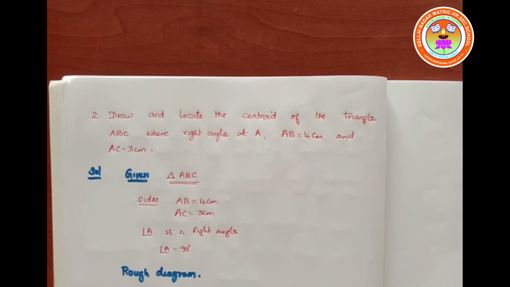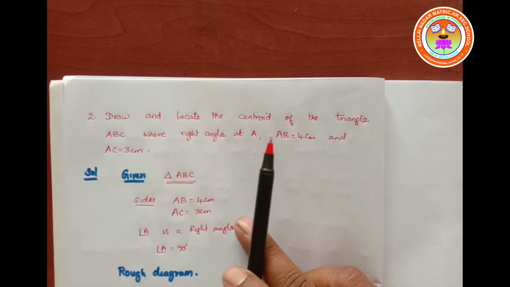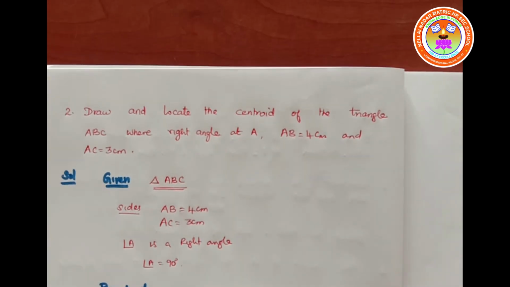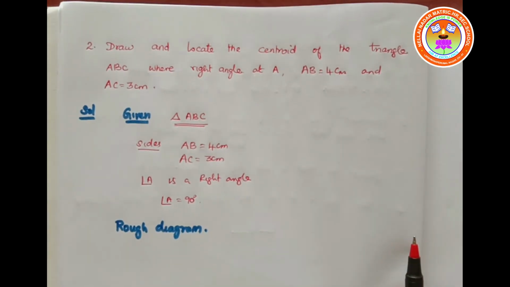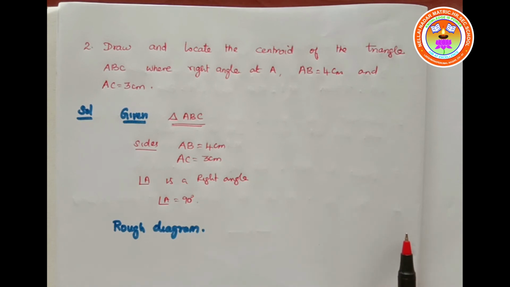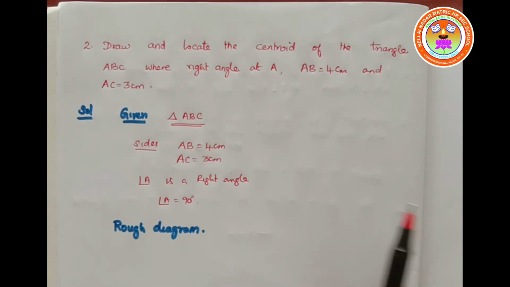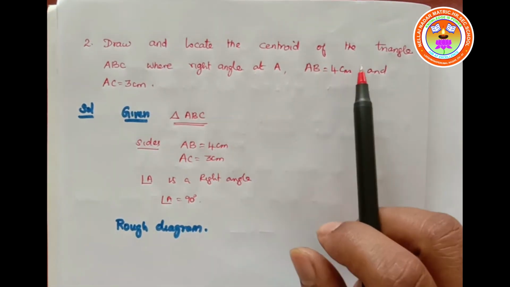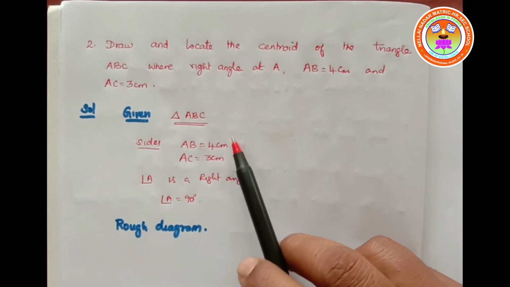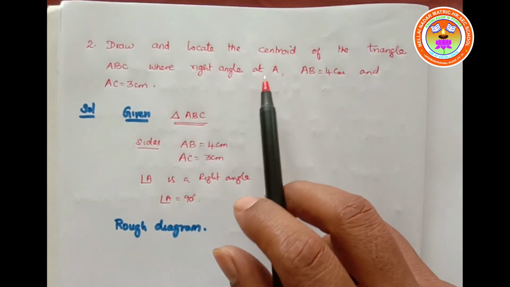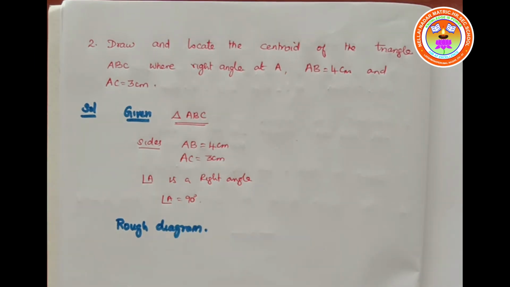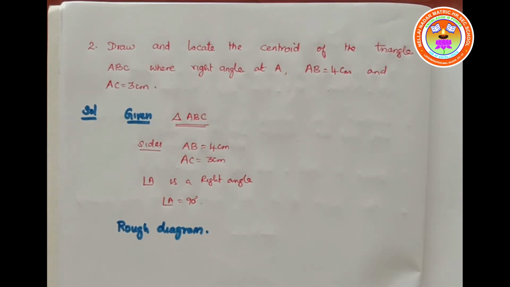Question number 2. Draw and locate the centroid of the triangle ABC whose right angle at A, AB equal to 4 cm and AC equal to 3 cm. So given triangle ABC, AB of side 4 cm and AC of side 3 cm. Your right angle at A is given, so angle A is equal to 90 degree. Okay, children, this is a right angle triangle.